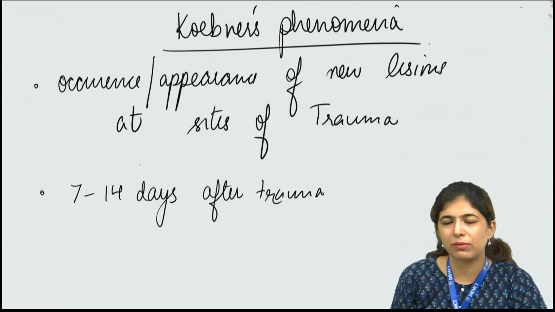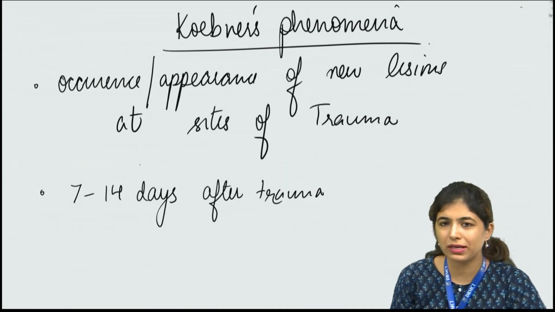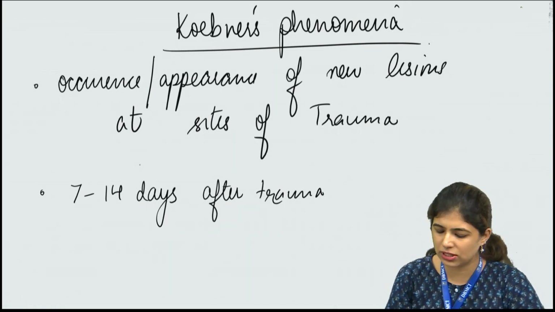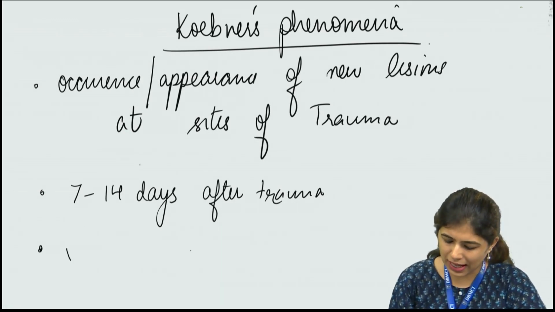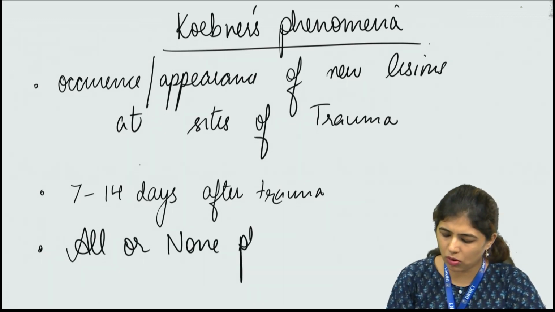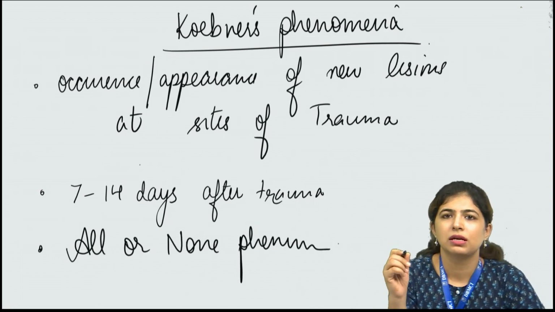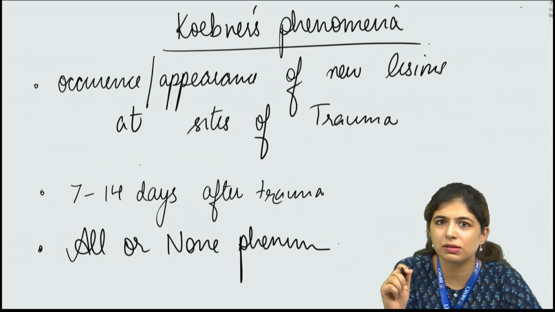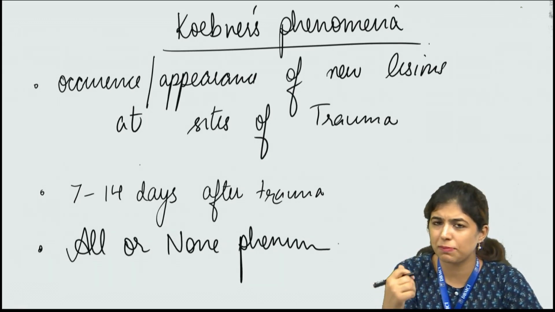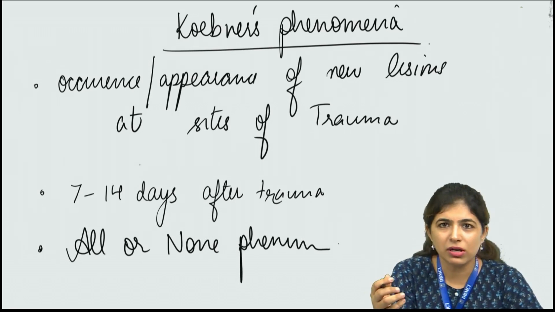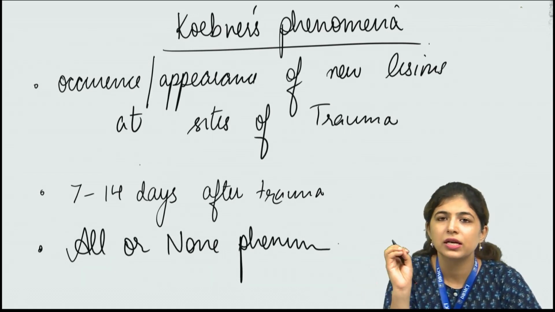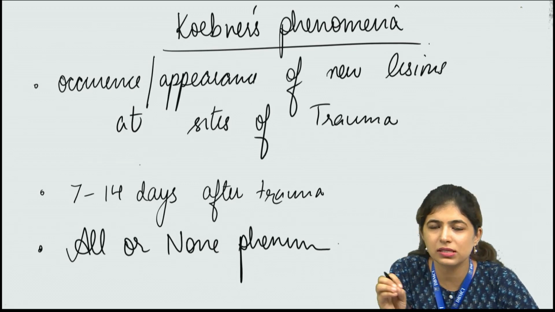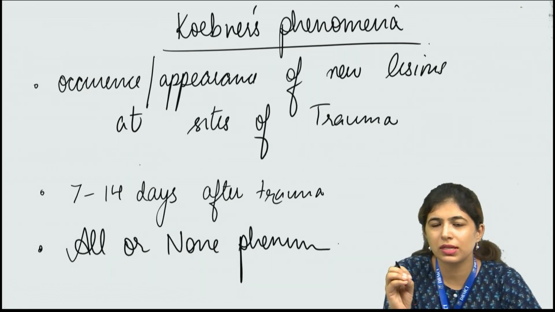So that is the time gap. This is also important. You're supposed to know that within 7 to 14 days of the trauma, you'll see the lesion. And another important thing to know about Koebner's is, this is an all or none phenomena. Means, if a patient has a tendency for Koebner's phenomena, he will have new lesions appearing at all sites of trauma, irrespective of the type of trauma. However, if the patient doesn't have such a tendency, he will not have lesion at any site of trauma. So it is important to know that this is an all or none phenomena.